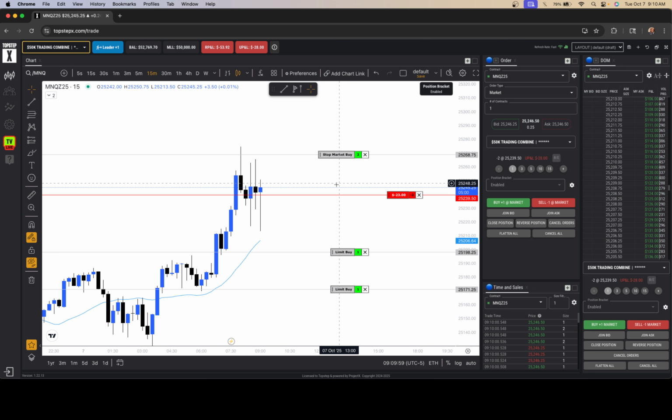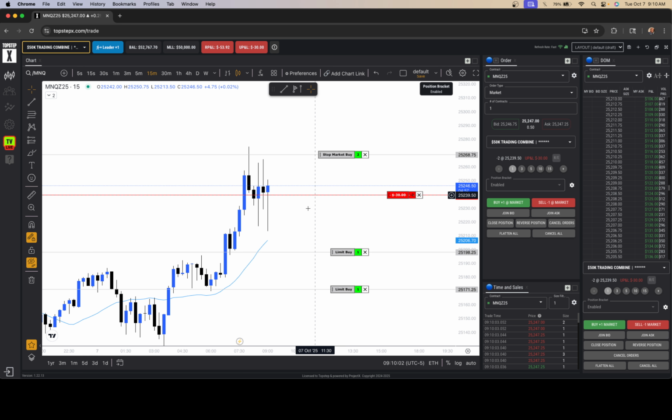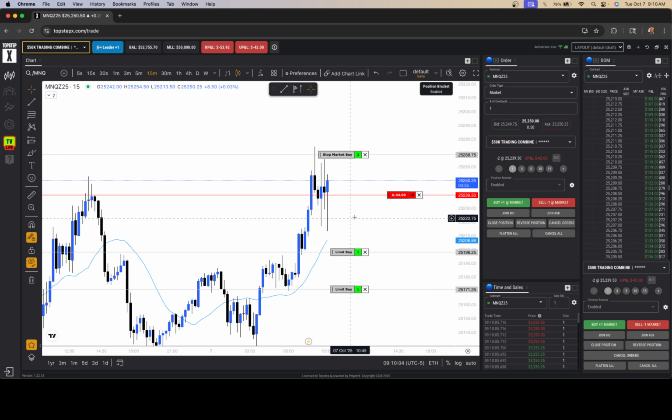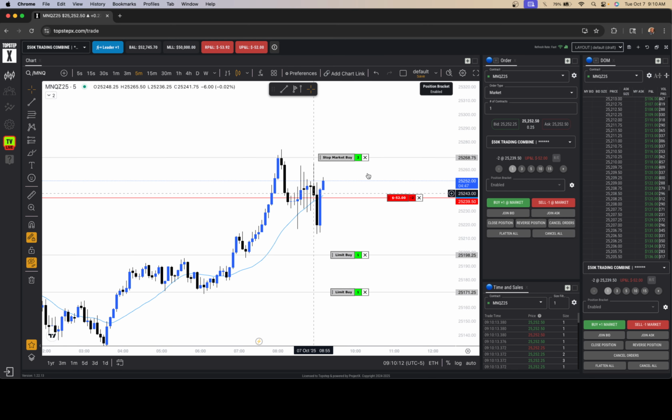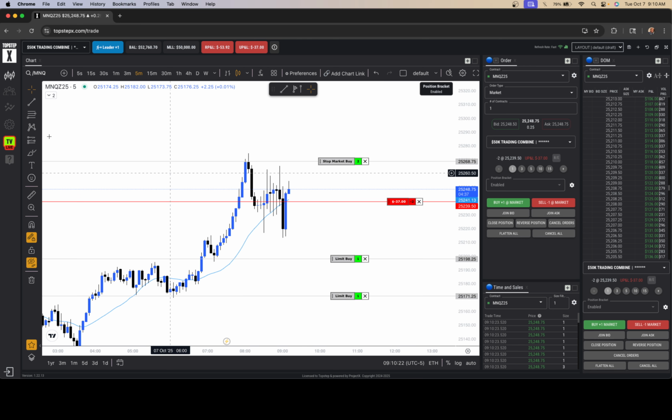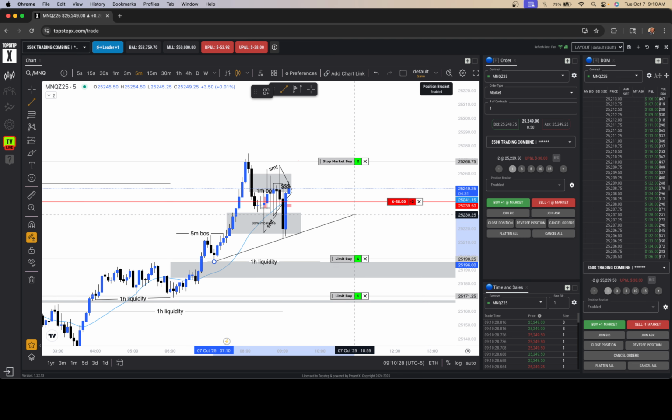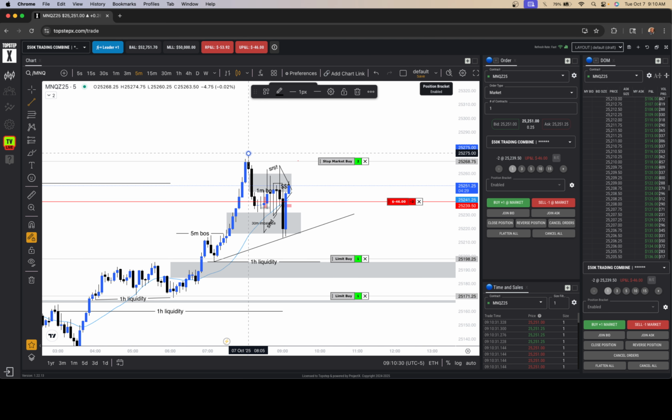Let's see, minus 19. We're still technically bullish though. So if I'm following my strategy to a T, we're still kind of bullish. Right now, this is kind of where we're at though. We kind of got a triangular pattern still.